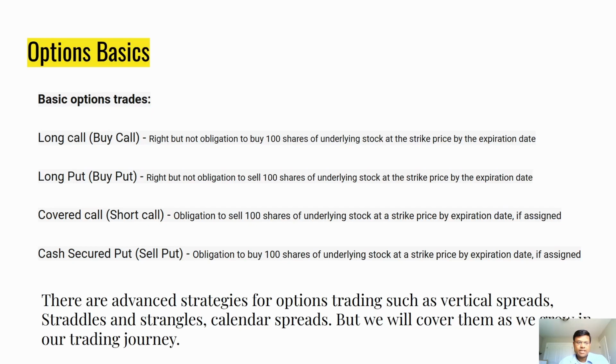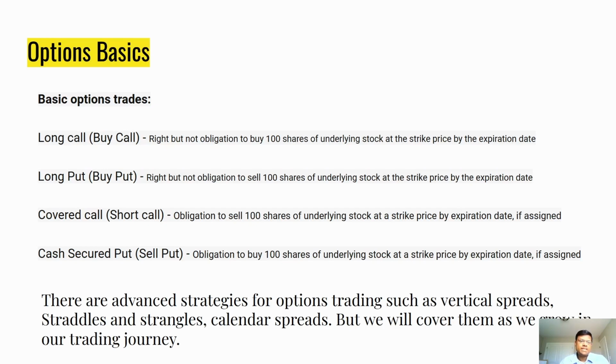When you are selling a covered call, it's also called selling a call or a short call. When you sell a covered call, it is basically your obligation to sell 100 shares of underlying stock at a strike price by expiration date, if the option is assigned to you. And then cash secured put, or a sell put, or it's also called short put. This is essentially an obligation to buy 100 shares of underlying stock at a strike price by the expiration date if you're assigned.